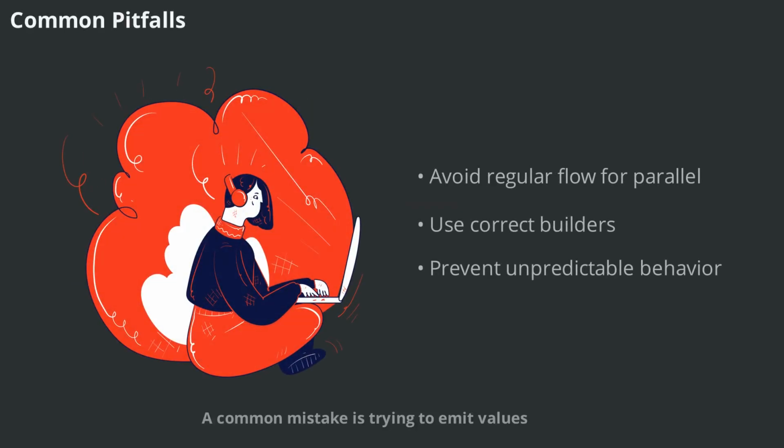A common mistake is trying to emit values from multiple coroutines in a regular flow builder. This leads to errors and unpredictable behavior. Always use channel flow or callback flow when dealing with parallel work or external sources. These builders are designed to handle such scenarios safely and efficiently.